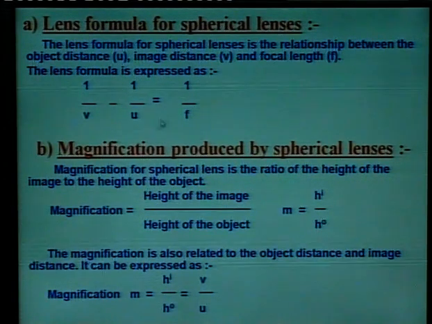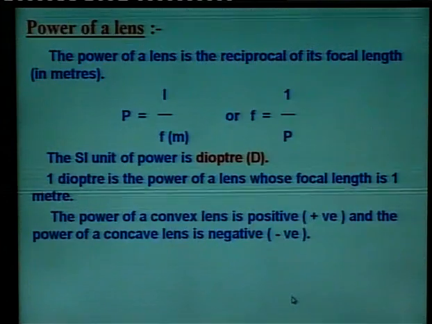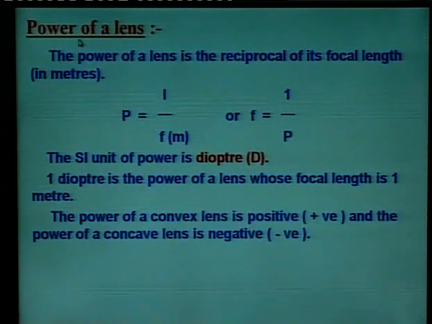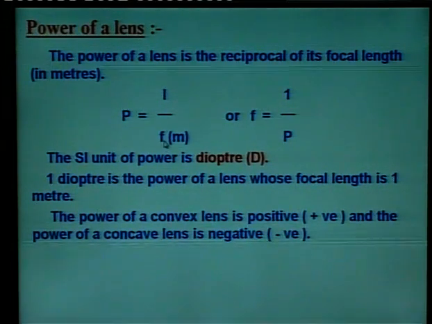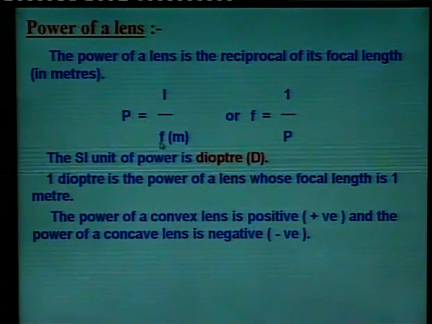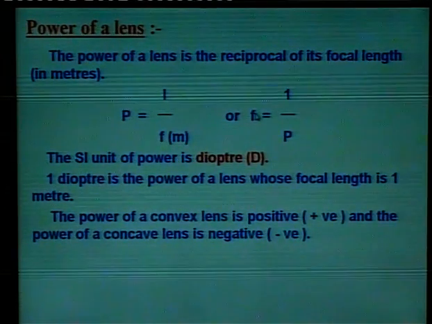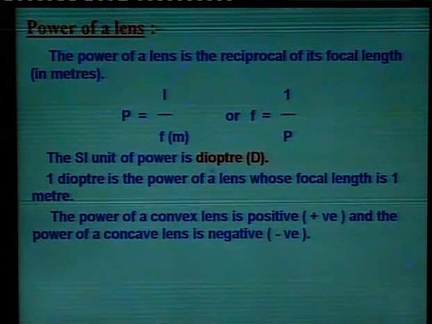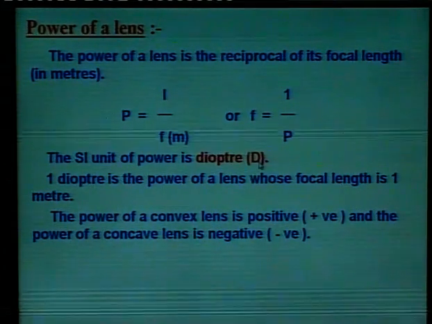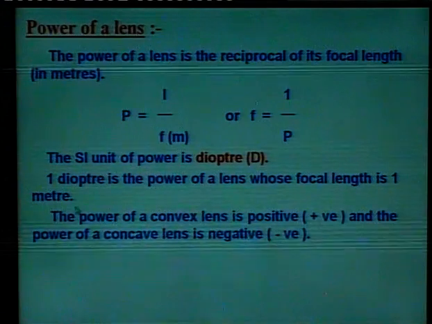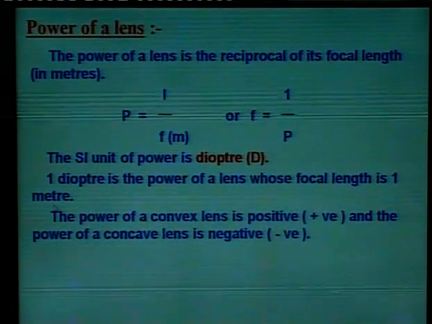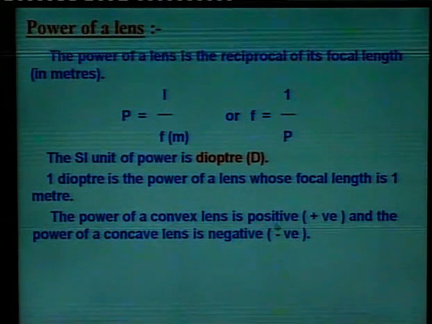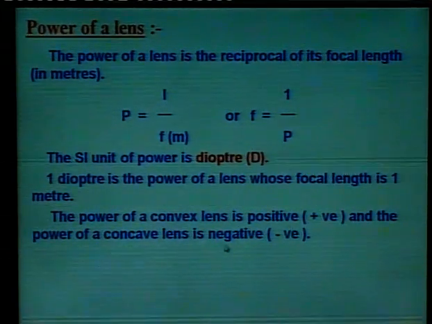And this is your lens formula: 1 upon v minus 1 upon u is 1 upon f. The formula for power is, power is given as 1 upon f, where f is the focal length of the lens. So power is the reciprocal of focal length, or focal length can be given as 1 upon P. The SI unit of power is the diopter, power is measured in diopters. 1 diopter is the power of a lens whose focal length is 1 meter. The power of a convex lens is positive and the power of a concave lens is negative.